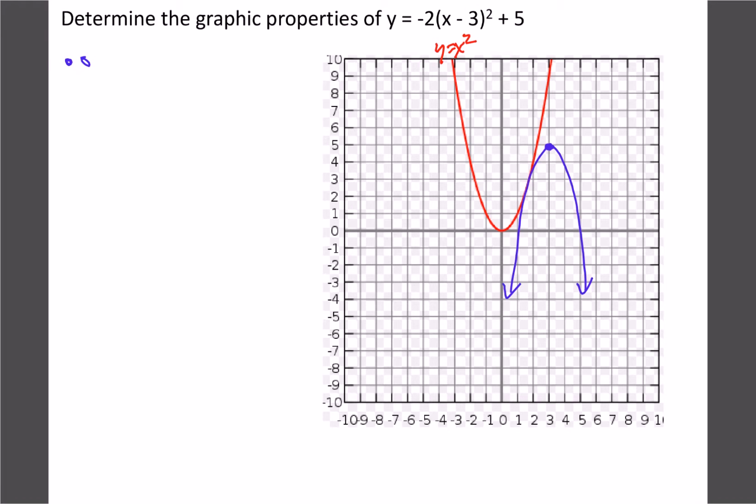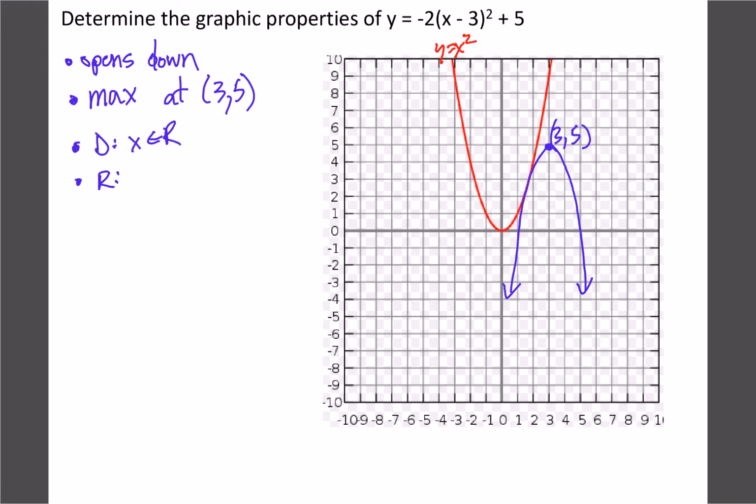So we know it opens down because of that negative. And because it's opening down, we know we have a maximum. And that maximum is going to occur at our vertex of 3, 5. And from that, we know our domain is going to be any real number. We know our range is going to be less than or equal to 5 in this case, because that's our maximum. And we would say our axis of symmetry is going to be right at the center line, which would be at x equals 3.